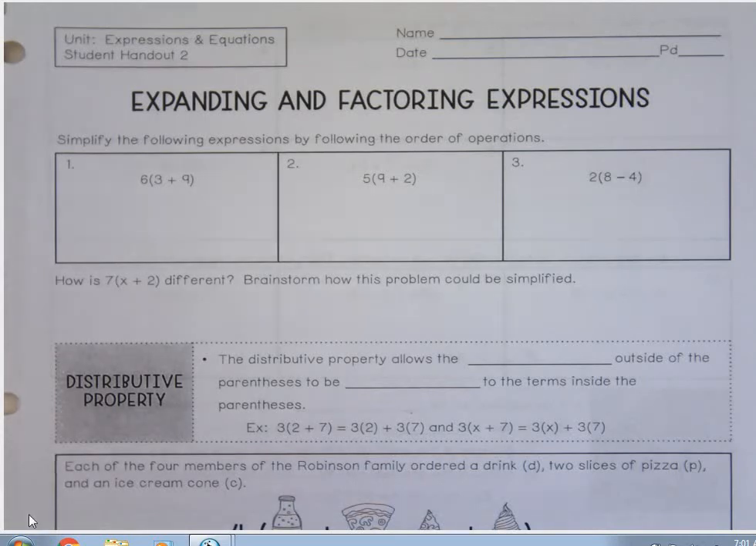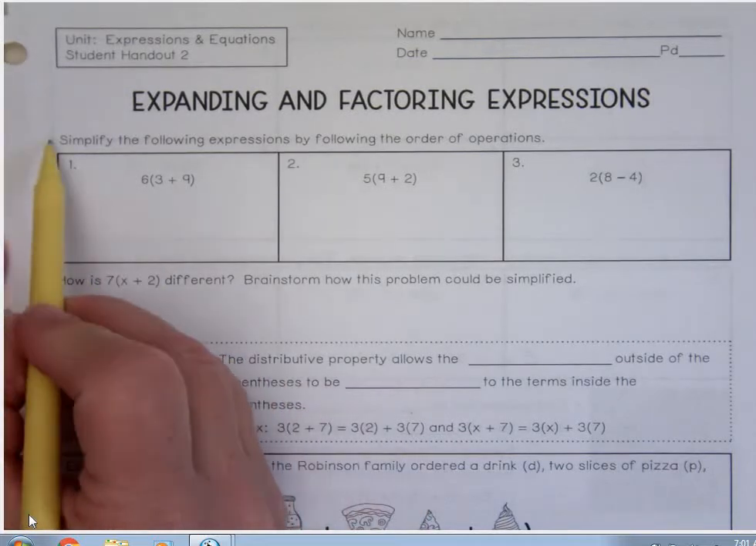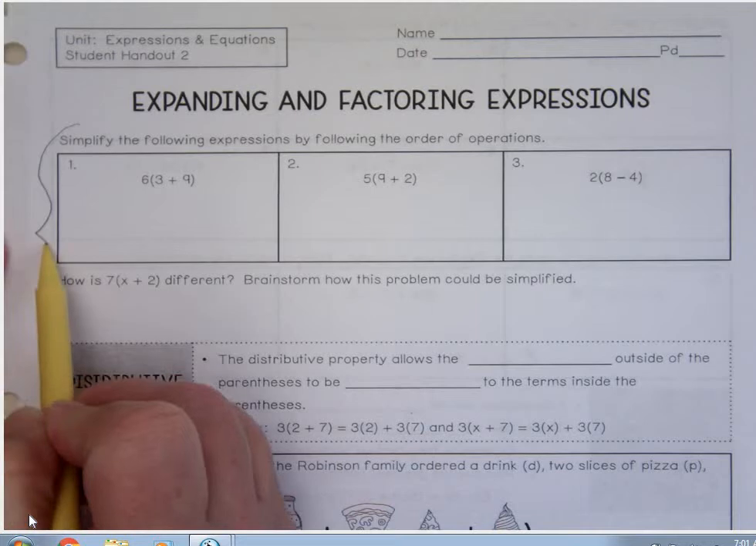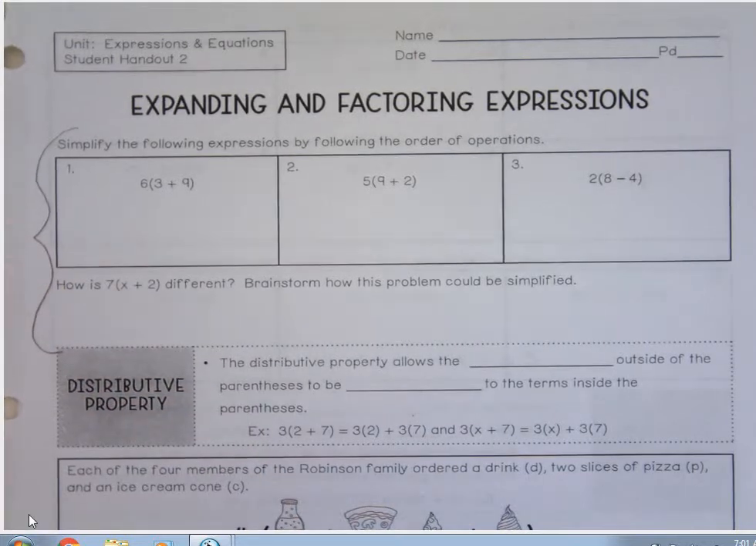Today you're going to complete Student Handout 2. To begin, I simply want you to complete the top half, not really half, I'd go with a fourth. And so pause the video.